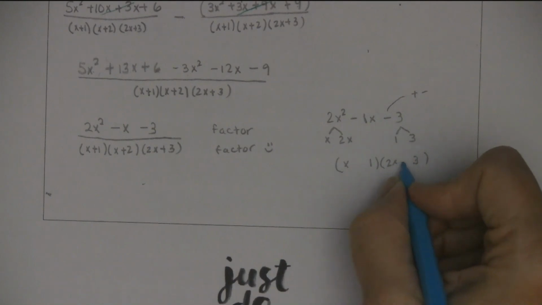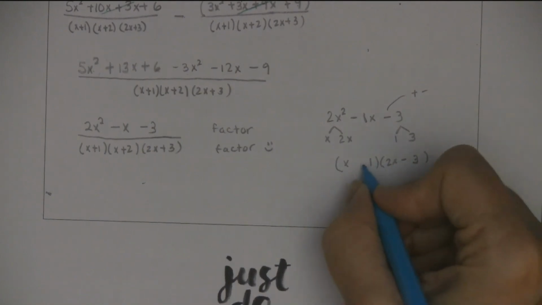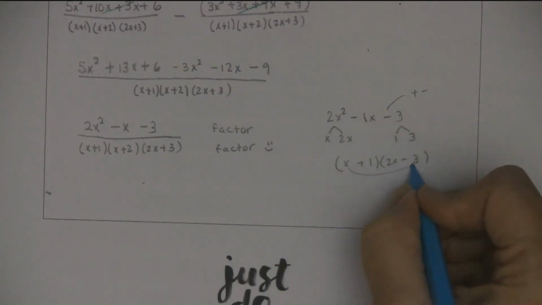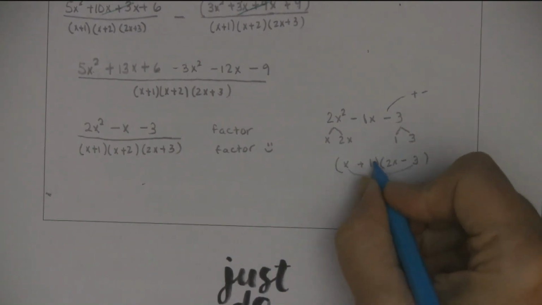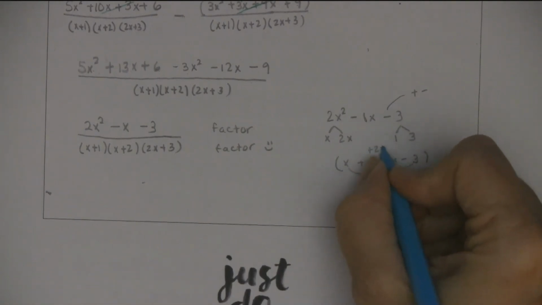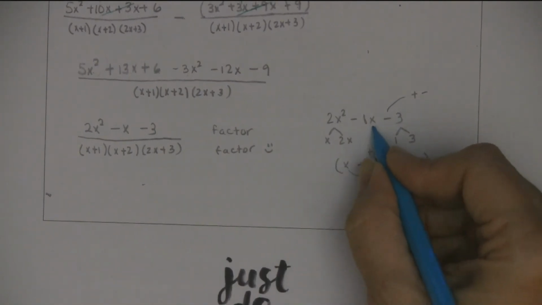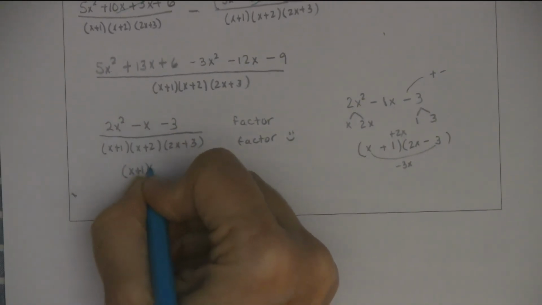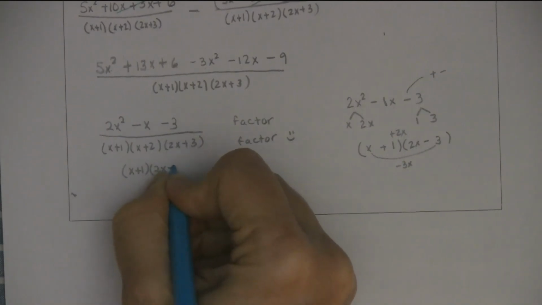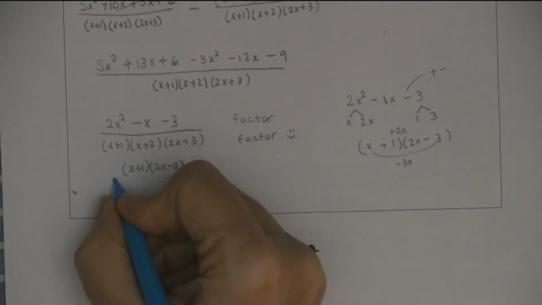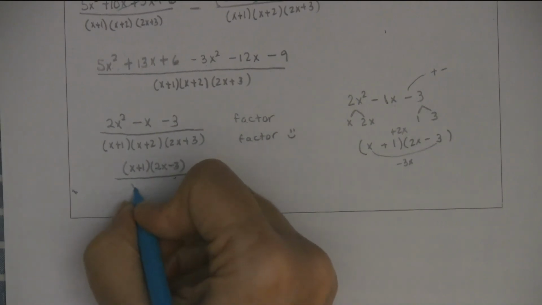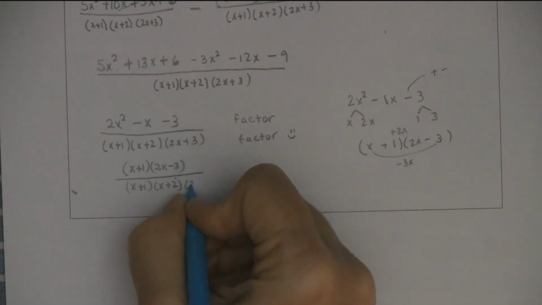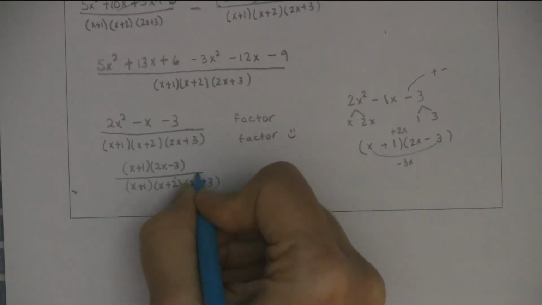Let me think on the signs. I want it to be negative, so I think this is negative and this is positive, and then I want to check it. On the outer, I get negative 3x. And on the inner, I get positive 2x. And when I combine those together, I get negative 1x. So this thing factors as x plus 1 times 2x minus 3, divided by x plus 1 times x plus 2 times 2x plus 3.